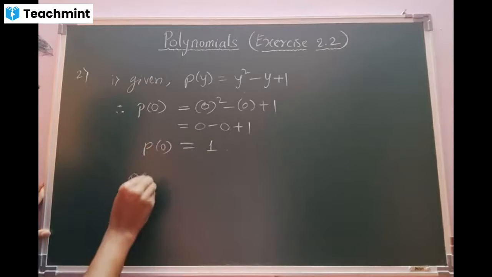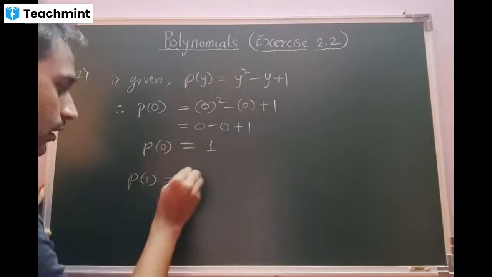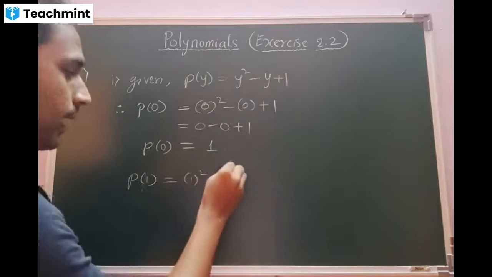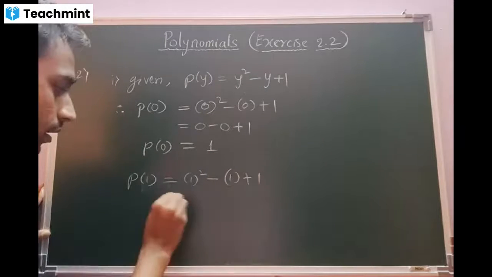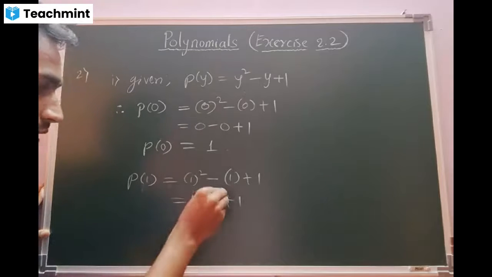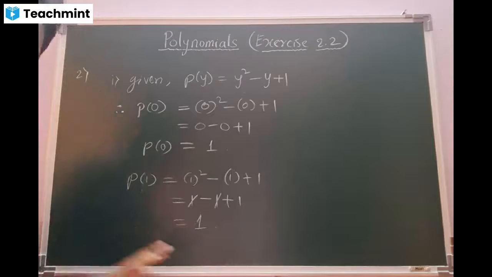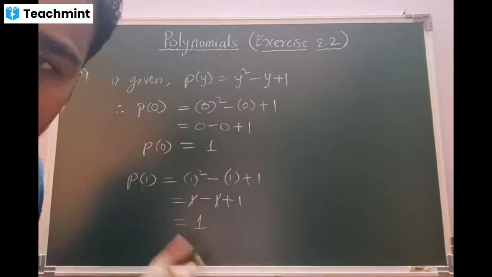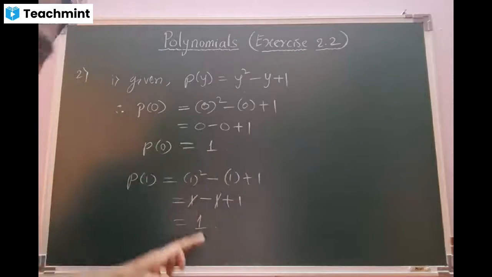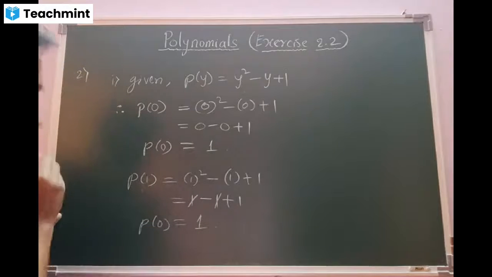P of 1. So in the place of y, you have to put 1. It becomes 1 square minus 1 plus 1. If I solve it, 1 square is 1, minus 1, plus again 1, answer is 1. Yeah, beta, need not worry, it is just a coincidence. We need not worry about the same value coming. Clear, beta? Yes, sir.